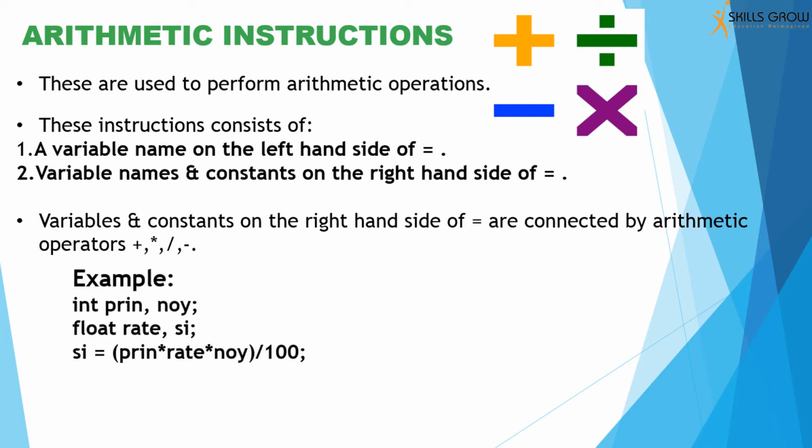Here, integer variables prin and noi and float variable rate are multiplied by multiplication operator. Then they are divided by 100 using division operator. And the result is assigned to si using assignment operator. Variables on which operations are performed are called operands, and they are operated by operators.